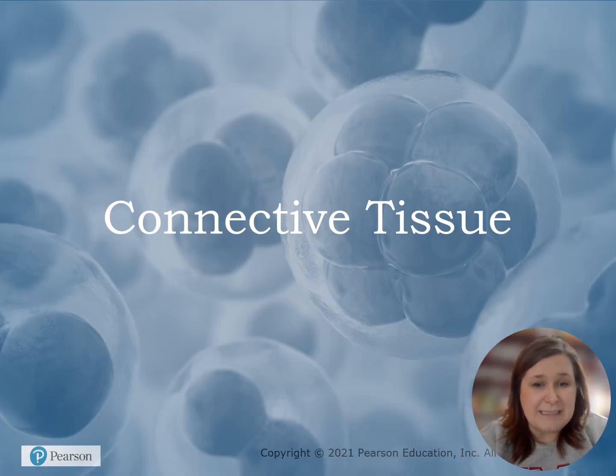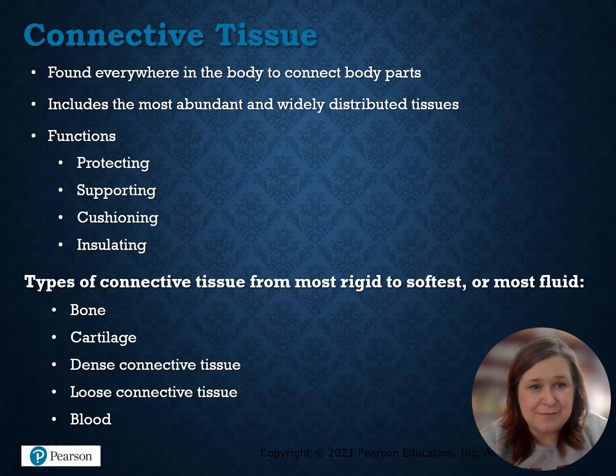Let's talk a little bit about connective tissues now. So connective tissues are going to be found everywhere in the body, and the purpose is to connect body parts. This is going to include the most abundant and widely distributed tissues. They're going to function in protecting, supporting, cushioning, and insulating. Types of connective tissues are going to be things like bone, cartilage, dense connective tissue, loose connective tissue, and even blood.